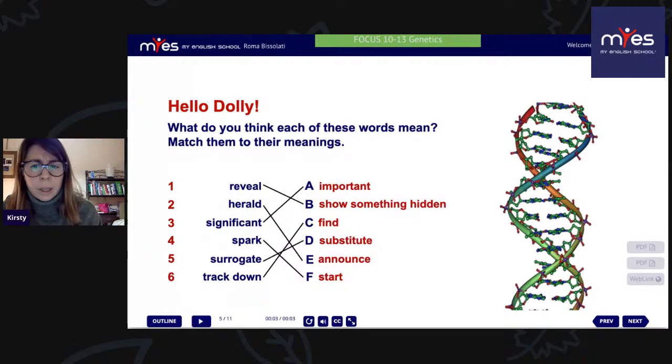Right, okay. What I'd like you to do is use these words in a sentence. So pick one of the words and create a sentence for me. Okay, so surrogate, I'm going to give you a clue. We've got the expression surrogate mother.